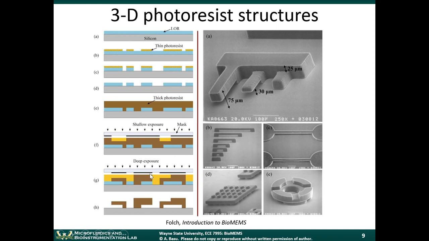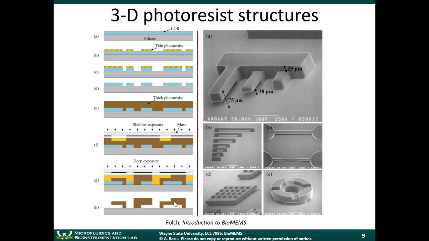Okay, so in this case, the regions that were left here are the regions that were not exposed. So you can get some various three-dimensional structures this way. All right, this is a more complicated procedure for making three-dimensional photoresist structures. The basic method would just be a single mask, a single exposure, and you basically make two-dimensional patterns.